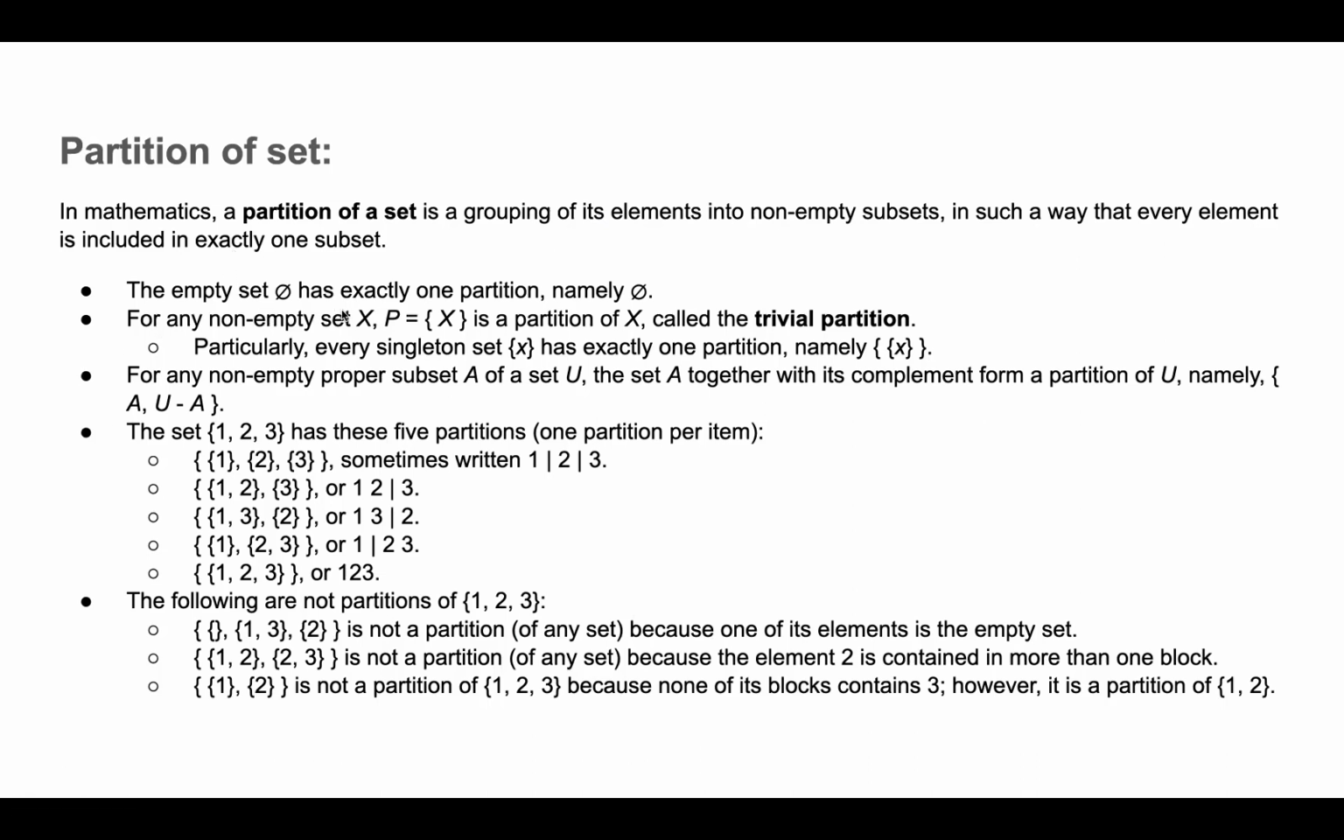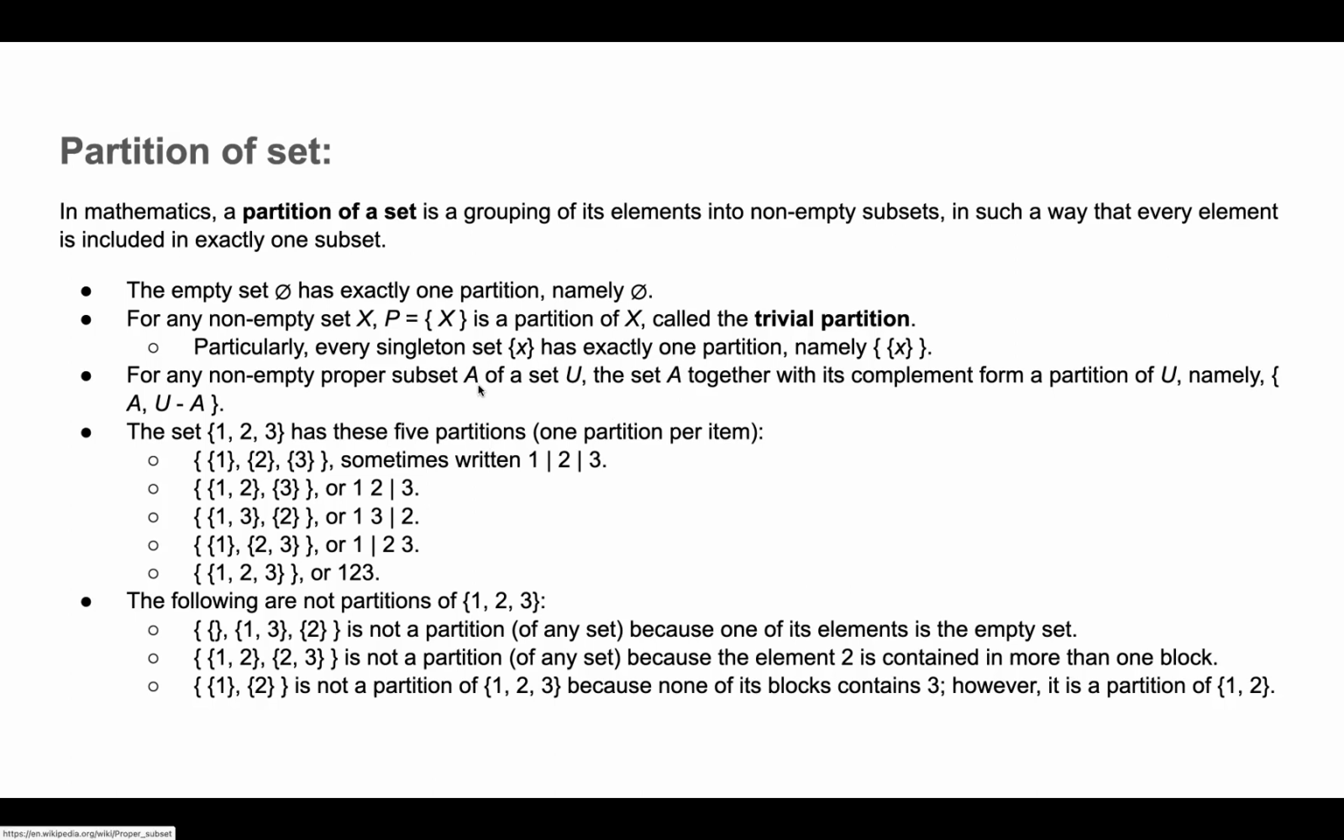The empty set phi has exactly one partition, namely phi. For any non-empty set X, P equal to {X} is a partition of X called the trivial partition. How is the partition there? The trivial partition is there because P is containing elements of X, and X is the partition. Then particularly every singleton set X has exactly one partition, namely {X}.